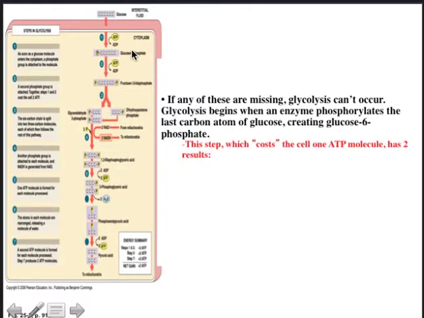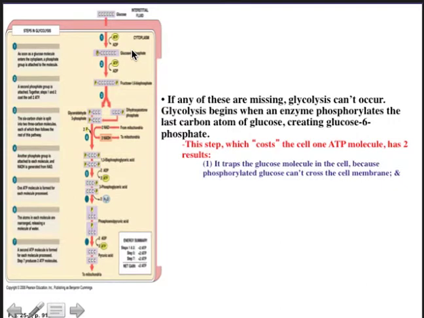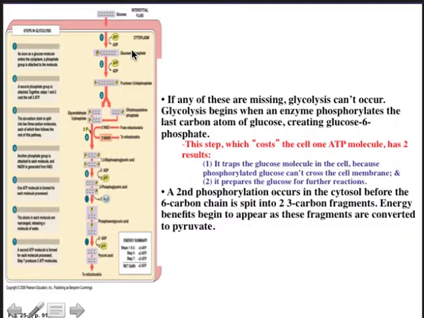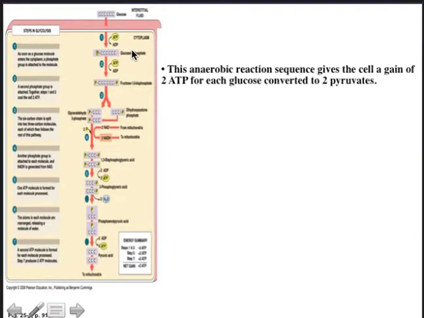This step costs the cell 1 ATP molecule, but it has two results. It traps the glucose inside the cell because phosphorylated glucose cannot cross the cell membrane, and it prepares the glucose for the rest of the reactions in the pathway. A second phosphorylation takes place in the cytosol before the 6-carbon chain splits into 2 3-carbon fragments. Energy benefits begin to appear as these fragments are converted to pyruvate. This anaerobic reaction sequence gives the cell a gain of 2 ATP for each glucose converted to 2 pyruvates.